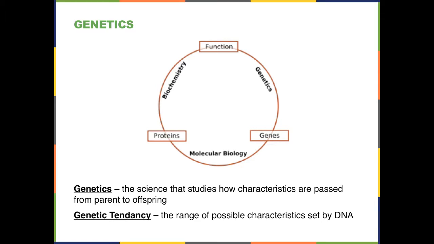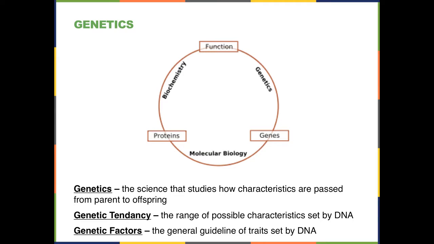A genetic tendency is a term that's used for the range of characteristics that is set by our DNA. Now, genetics by itself does not set who we are or what we're going to be like or how we look in its complete way, but it gives us a certain tendency in terms of our height and various physical characteristics, as well as many effects on our behavioral characteristics. But there are other influences that impact the end result.